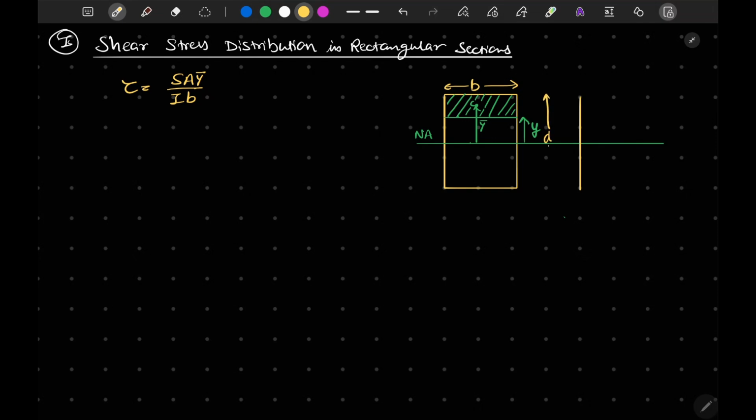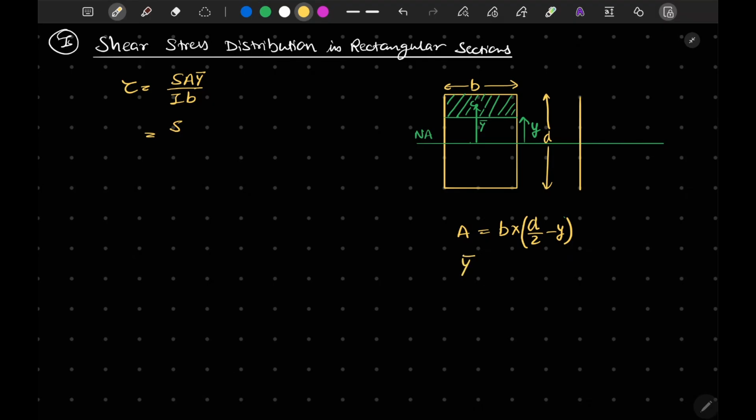So if I want to write the equation of shear stress, I can write it as tau is equal to S A y bar upon I B, as I mentioned. Now shear force S will remain the same, and the area A will become the product of dimensions: width is B, and height is d by 2 minus y, where y is the distance from the neutral axis. So this should be our area.